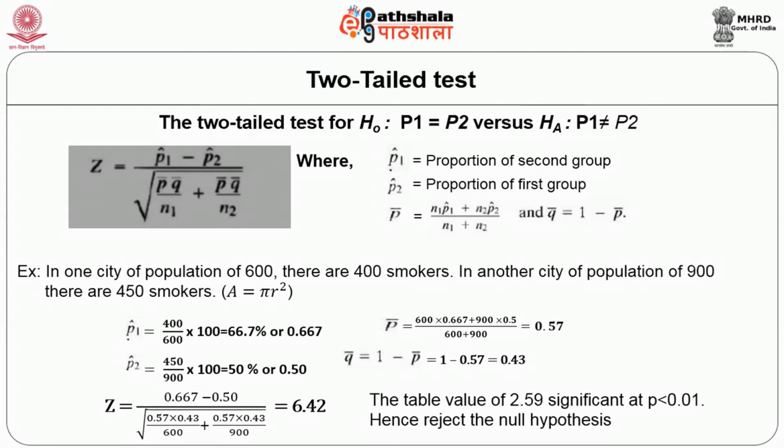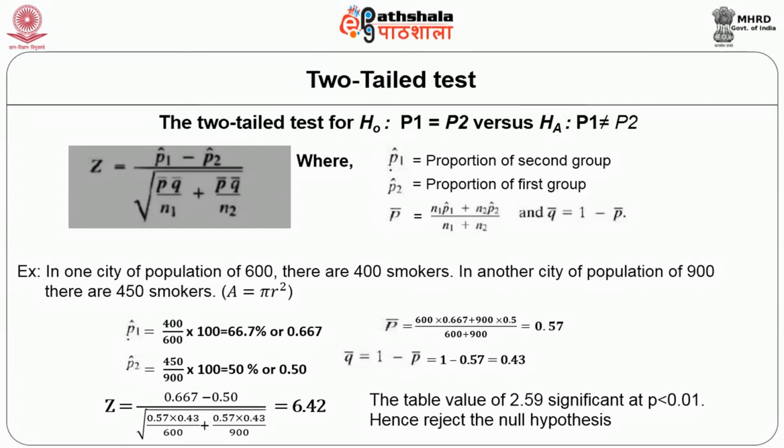For example, in a random sample of 600 men taken from a big city, 400 are smokers, and in another city, of 900 men randomly drawn, 450 are smoking.